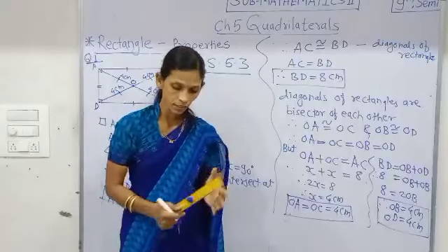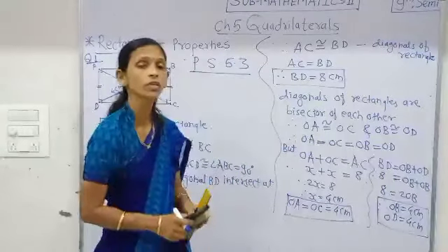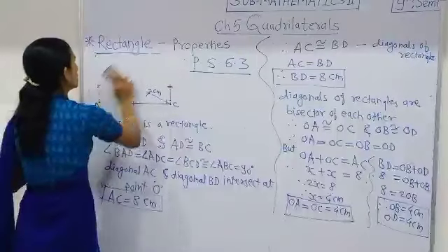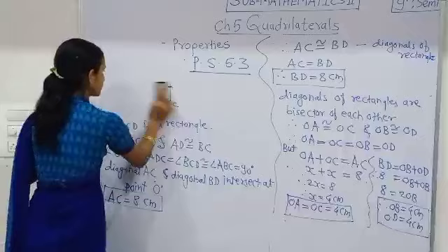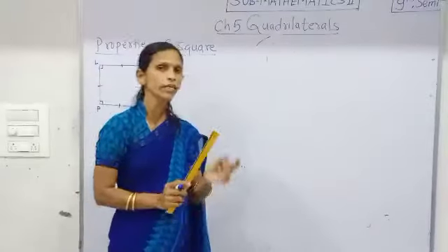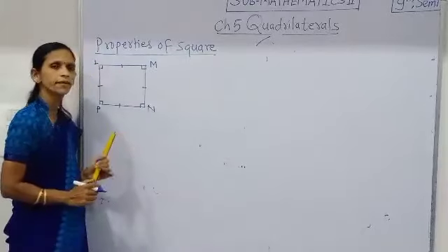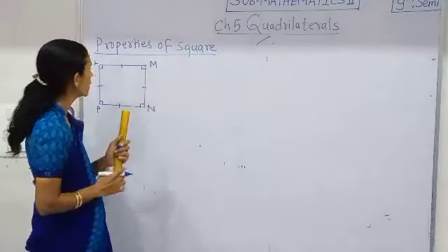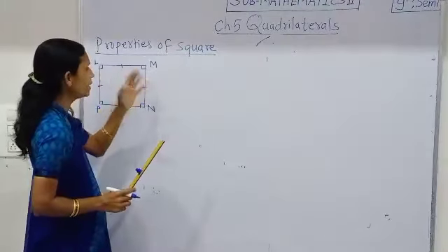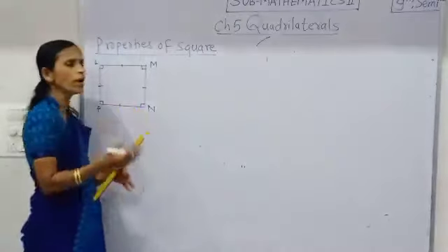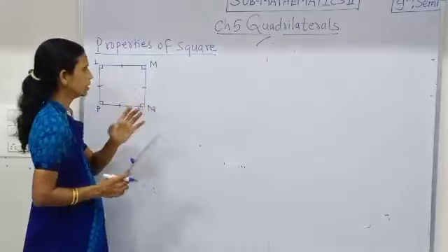Then we will discuss the properties of square and examples related with the square. Now we will discuss the properties of square. All of you studied about the quadrilateral square and its properties also. I am going to remind the properties of square here.